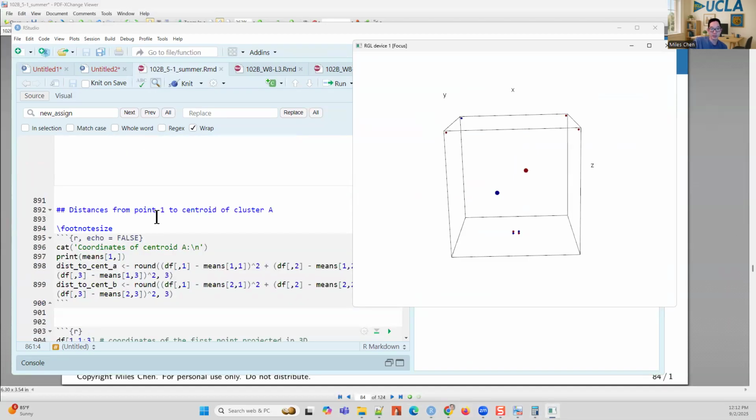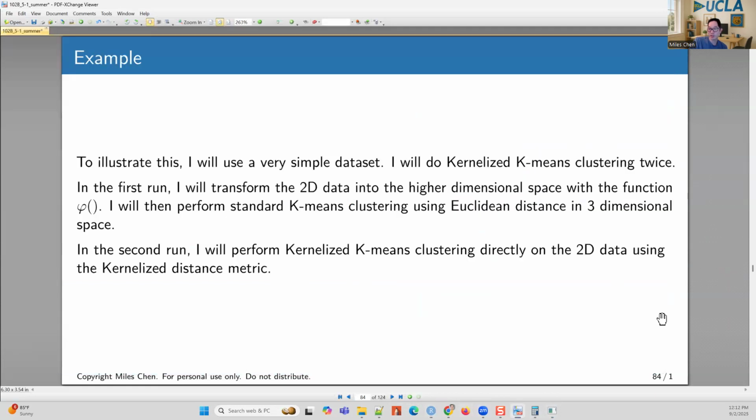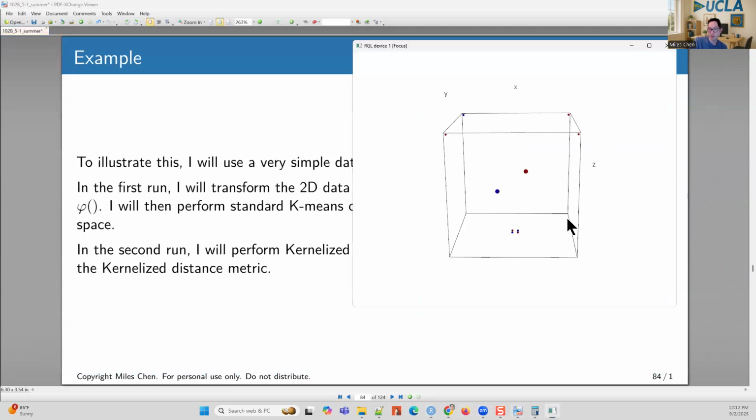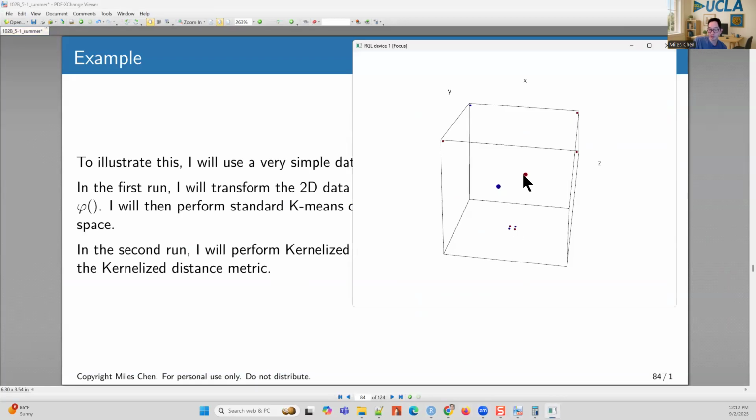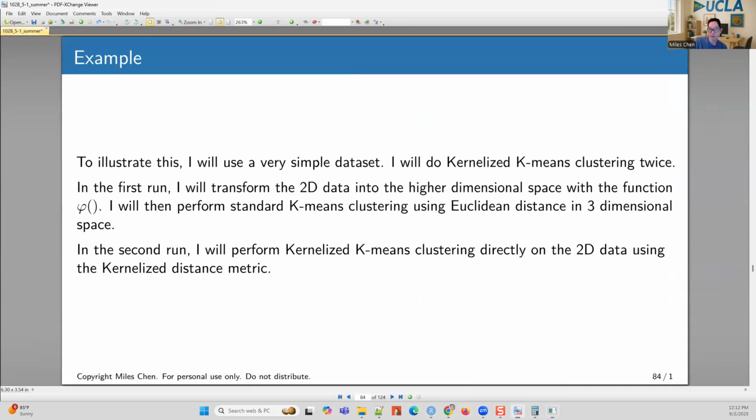And so doing that, we will calculate, all right, what is the distance from each point to each of the centroids? All right, so here we're working in this transformed space.